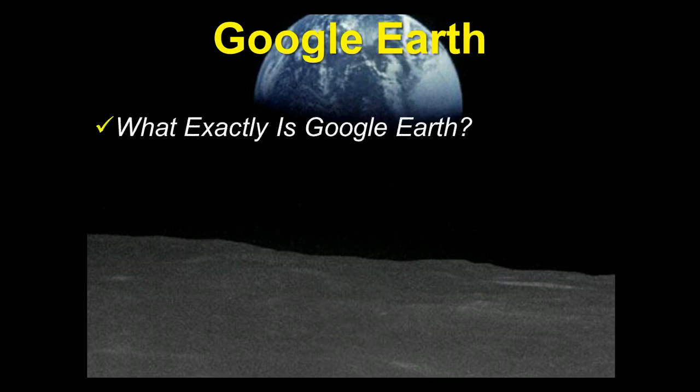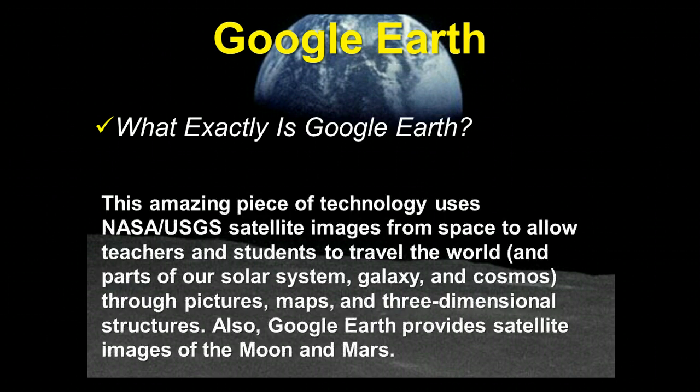So what exactly is Google Earth? Essentially, it's a piece of technology that uses NASA and United States Geological Survey satellite images from space to allow teachers and students to travel the world, and essentially, believe it or not, parts of our solar system, galaxy, and cosmos through pictures, maps, and three-dimensional structures. What else it does is it provides satellite images of the moon and Mars as well.